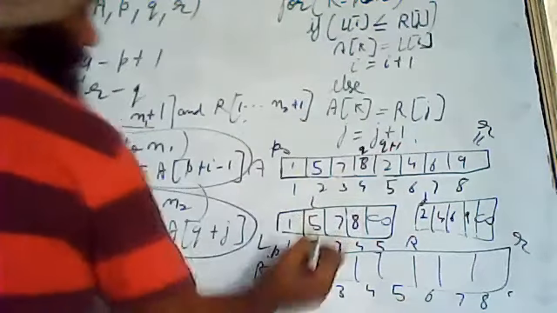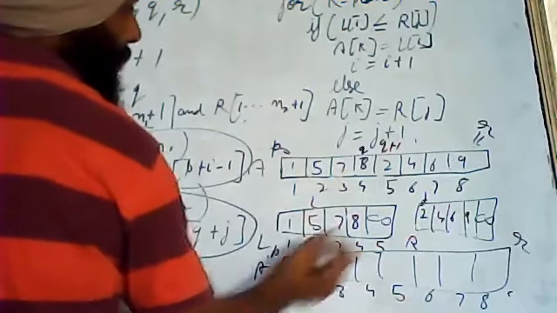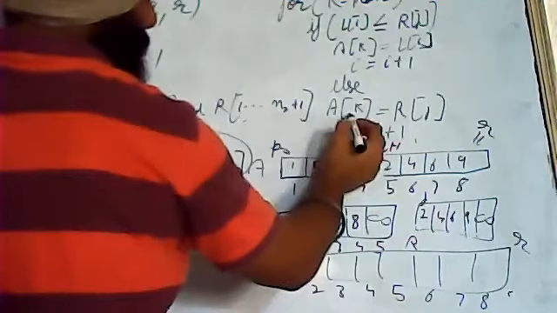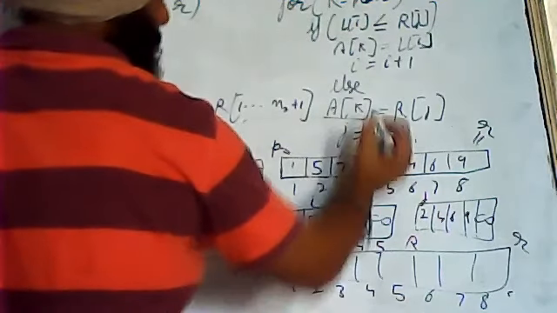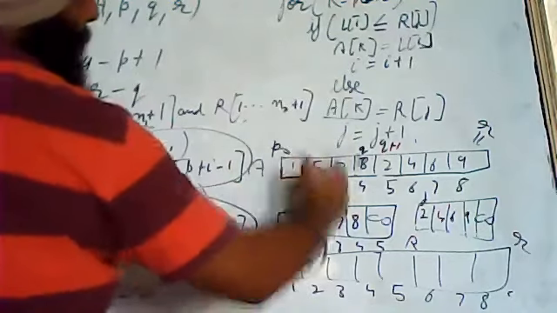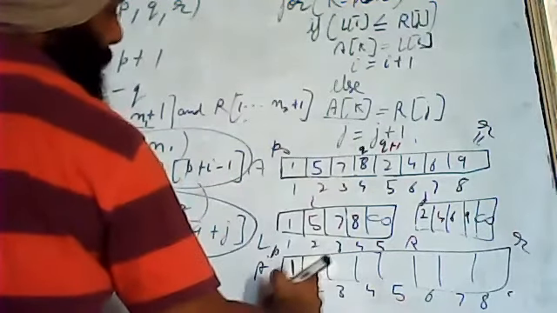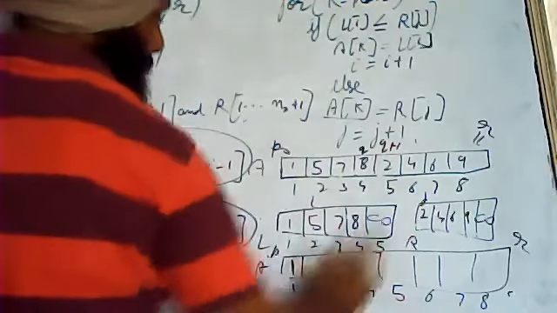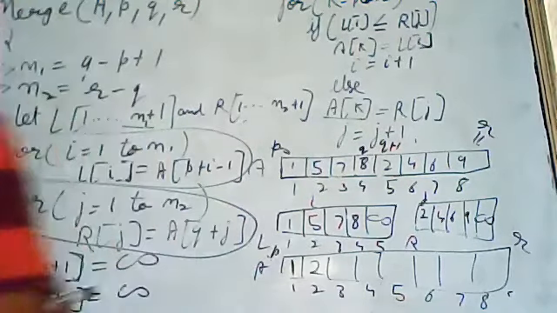It is not less than. L of I is this. It is not less than R of J. So what will happen at A of K? A of K is now what? First it was P. Now it is P plus 1, that is 2. So at the second position, we will copy this right subarray's element, that is 2. 2 will get copied here.